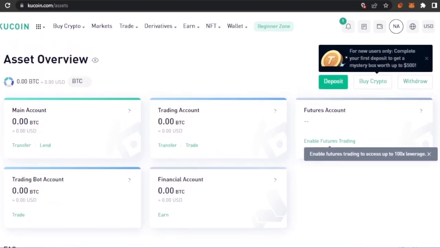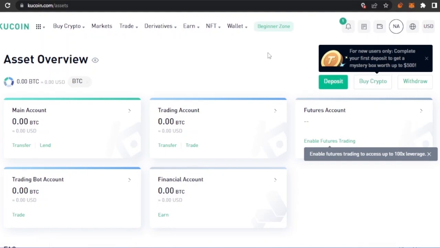They have differentiated the money by the way of getting the money. The ones that you have made in trade are going to be represented here, the ones made by bot are going to be here. The financial account is this, and your main account is this. The futures account enables futures trading with up to 100 times leverage.